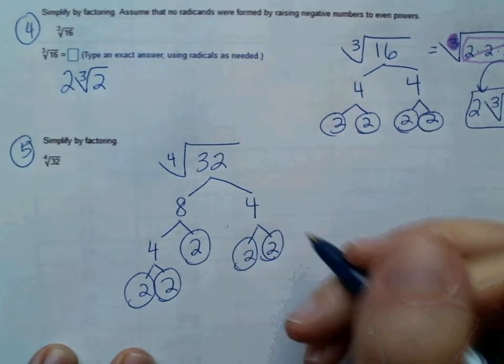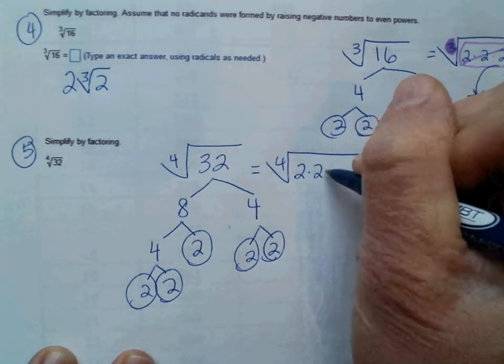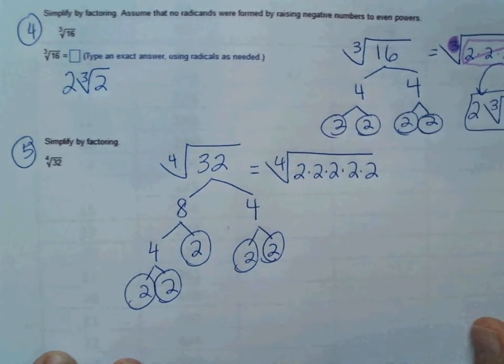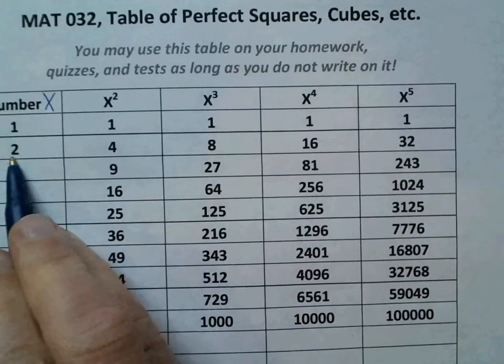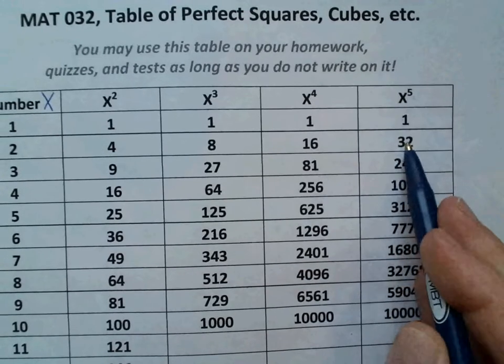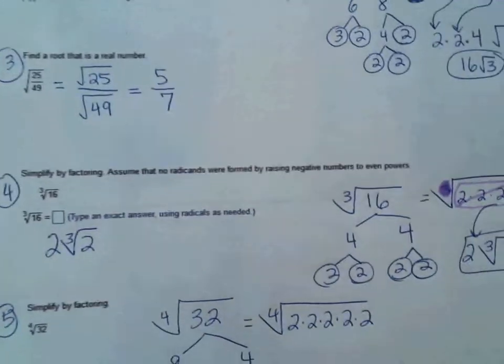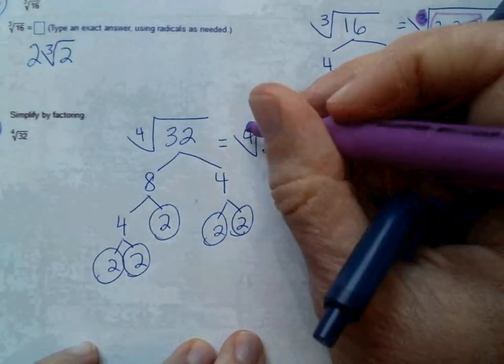1, 2, 3, 4, 5. Ooh, and they are all 2s. Okay, let me just show you something real quick. 2 to the 5th power is 32, the same number I'm dealing with right now. All right, cool. Just thought I'd show that.